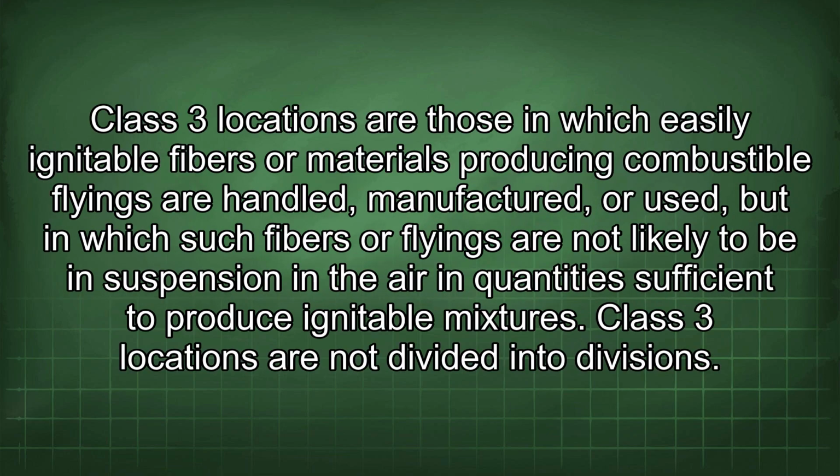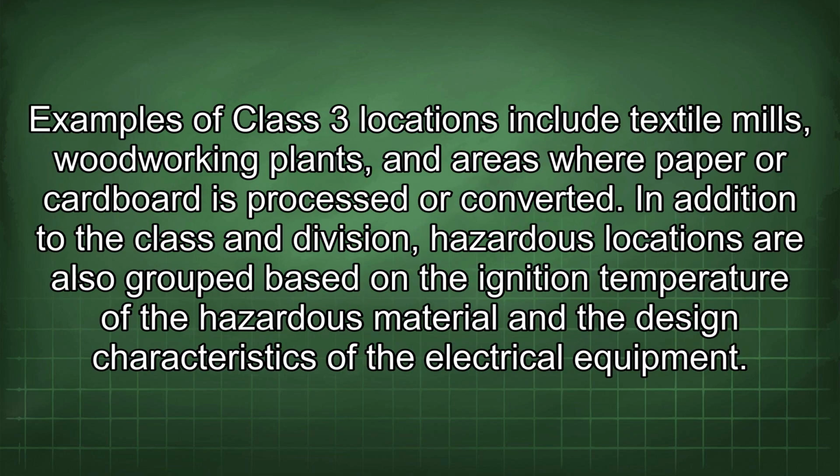Class 3 locations are those in which easily ignitable fibers or materials producing combustible flyings are handled, manufactured, or used, but in which such fibers or flyings are not likely to be in suspension in the air in quantities sufficient to produce ignitable mixtures. Class 3 locations are not divided into divisions. Examples of Class 3 locations include textile mills, woodworking plants, and areas where paper or cardboard is processed or converted.